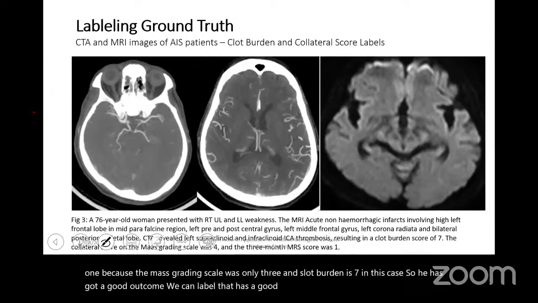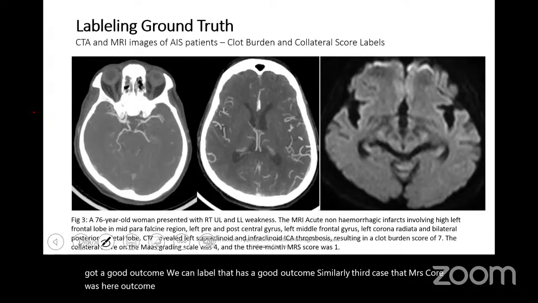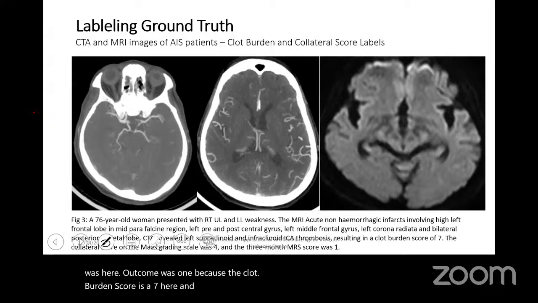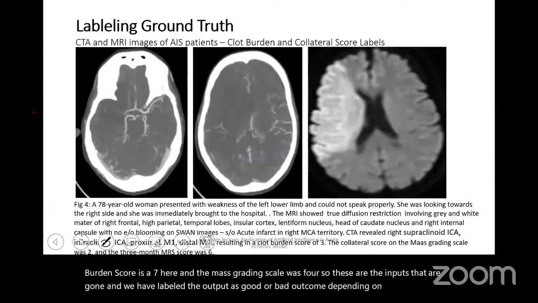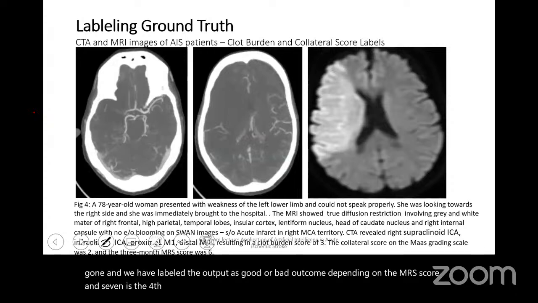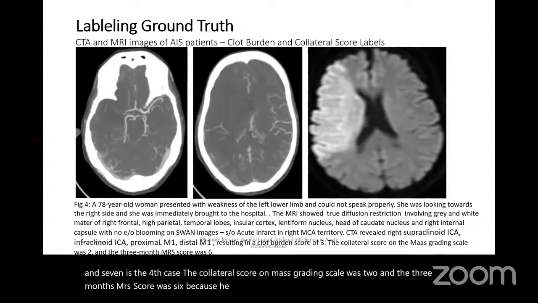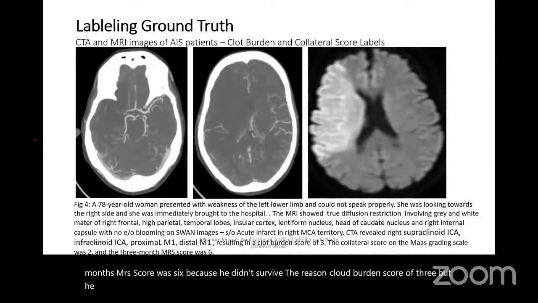Similarly, in the third case, the MRS score outcome was 1 because the clot burden score is 7 here and the mass grading scale was 4. So these are the inputs that have gone, and we have labeled the output as good or bad outcome depending on the MRS score. And similarly, in the fourth case, the collateral score on the mass grading scale was 2 and the 3 months MRS score was 6 because he didn't survive. There is a clot burden score of 3, but he has a large infarct and he died.